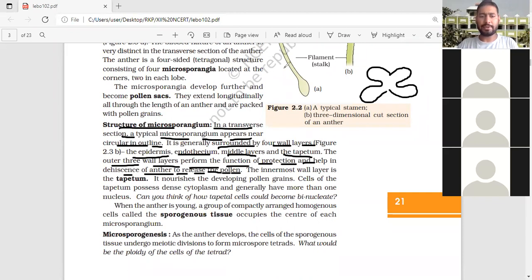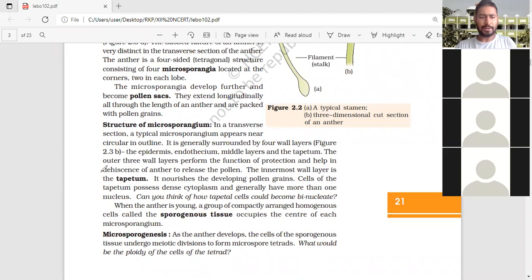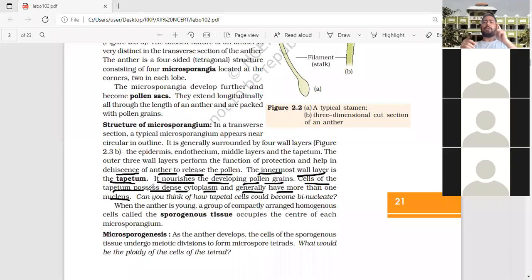So such things they have given: dehiscence of the anther to release the pollen. The innermost wall layer is the tapetum. It nourishes the developing pollen grains, and the cells of the tapetum possess a dense cytoplasm and generally have more than one nucleus. I told you they generally have more than one nucleus. This condition is called the syncytium.